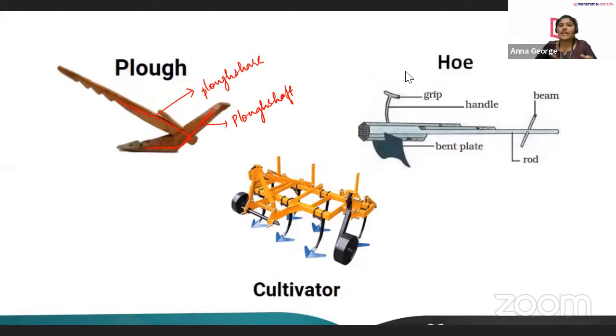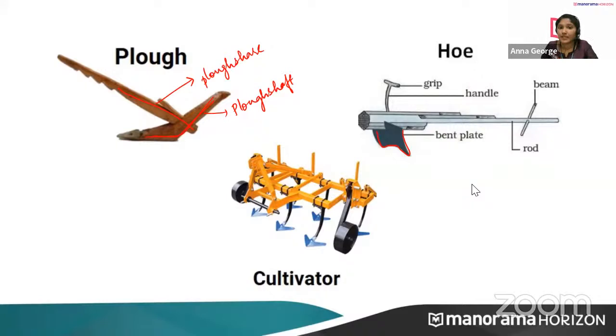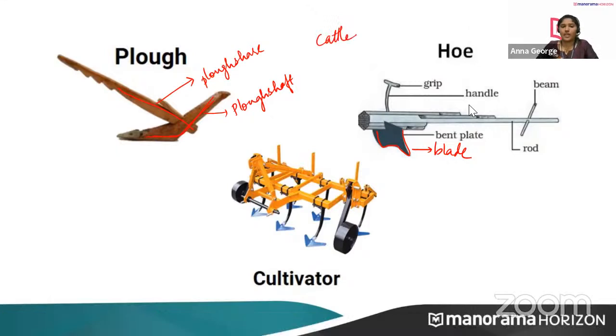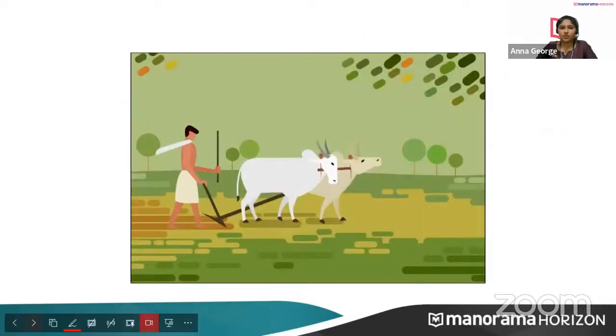Okay. Very good. So the next equipment is hoe. This is also a long rod of metal, and it has a bent plate as sharp as a blade. It works like a blade in the soil. Yes, beam at the edge. Very good, everyone is answering me very actively. I'm very happy about that. So this plow and hoe are both drawn by cattle or bulls. And the cultivators are tractor driven. Here you can see the image of a farmer using a plow with the help of a pair of bulls.